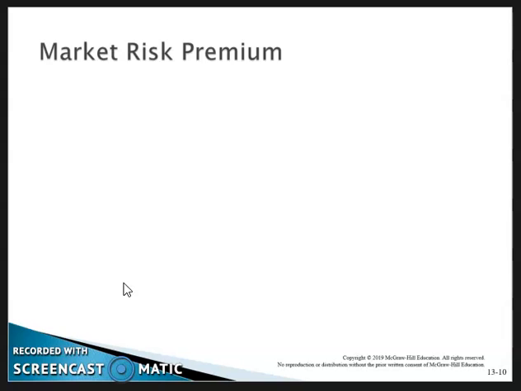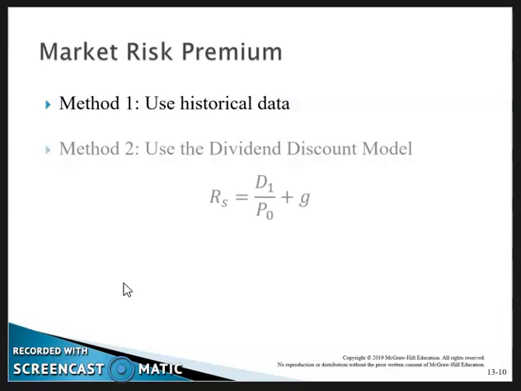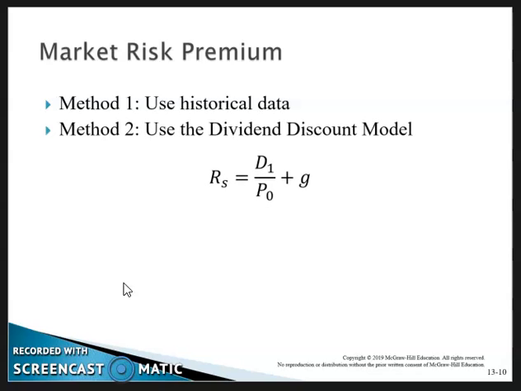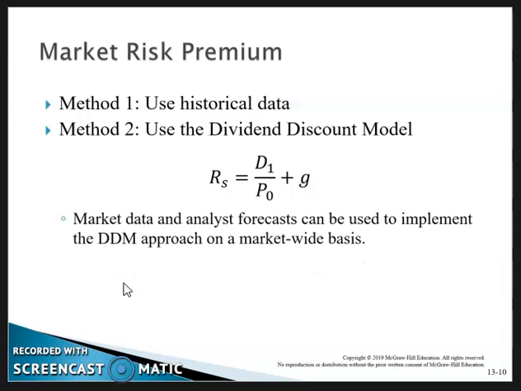To calculate market risk premium, there are different methodologies. The first methodology is using historical data. For method 2, we can use the dividend discount model. Market data and analyst forecasts can be used to calculate the dividend discount model on a market-wide basis.